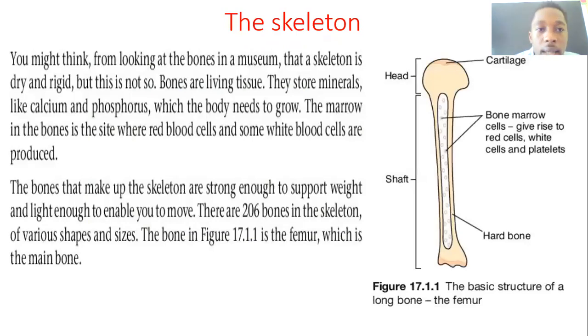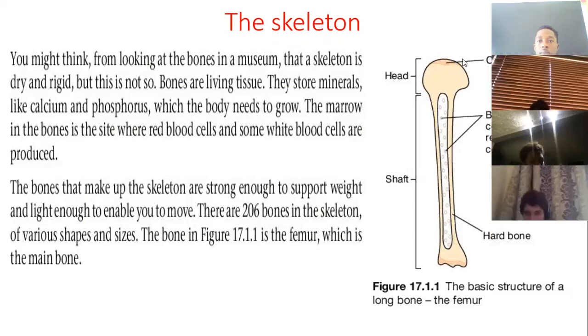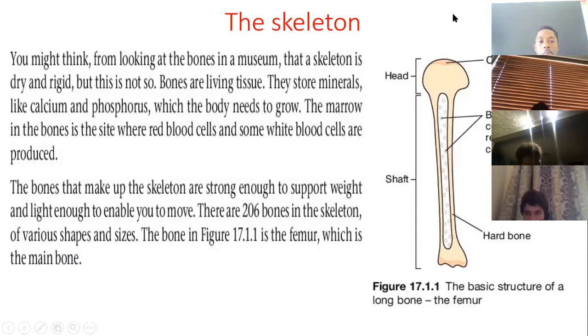Now, the skeleton. Somebody please read. You might think from looking at the bones in a museum that a skeleton is dry and rigid, but this is not so. Bones are living tissue. They store minerals like calcium and phosphorus, which the body needs to grow. The marrow in the bones is the site where red blood cells and some white blood cells are produced. The bones that make up the skeleton are strong enough to support weight and light enough to enable you to move. There are 206 bones in the skeleton of various shapes and sizes.